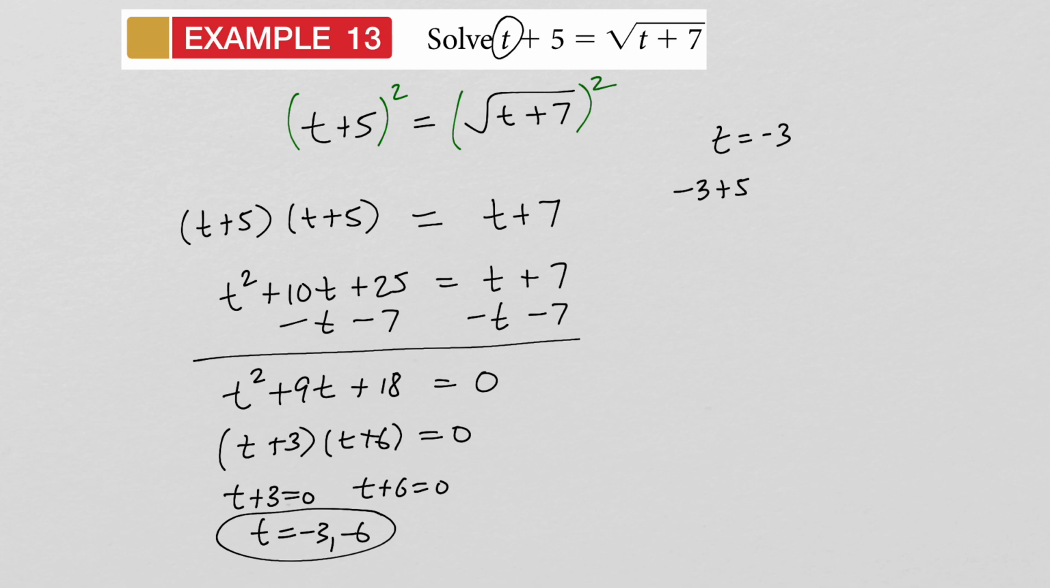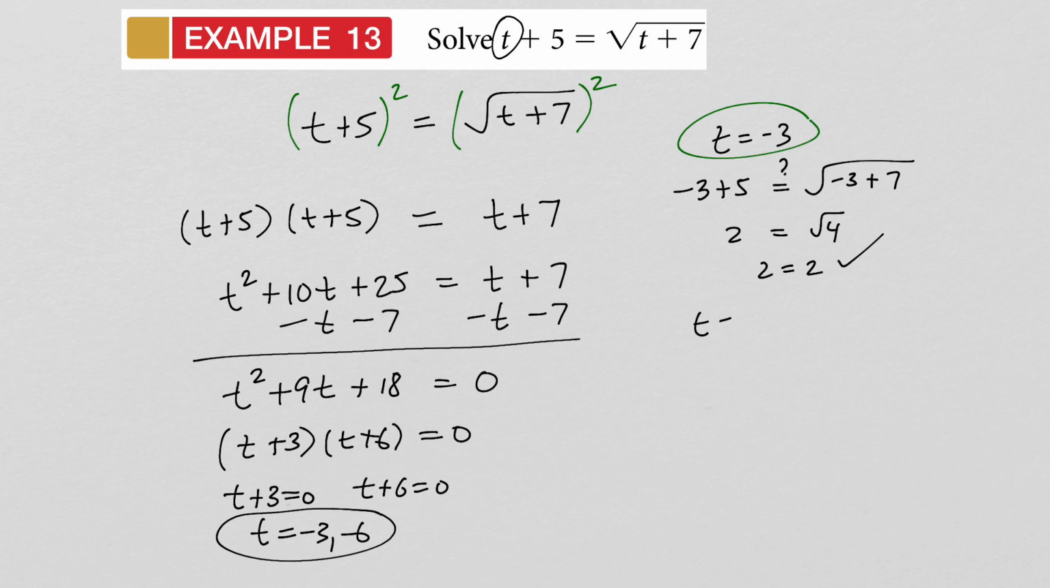Negative 3 plus 5 equals the square root of negative 3 plus 7. This says 2 equals the square root of 4. Yes, this is true. So t equals negative 3 is good.